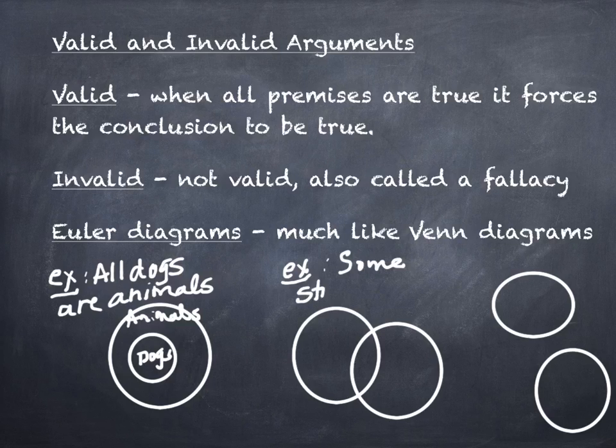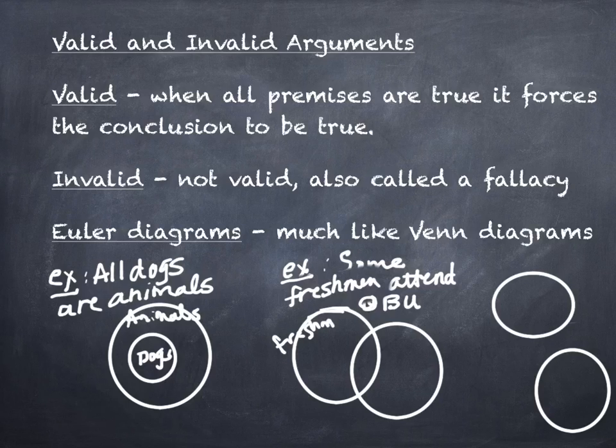Some students attend OBU. How about, let's say, not students, let's say some freshmen. That would be better. So one of these circles, and it doesn't matter which one, is a circle for freshmen. And clearly it has freshmen here. It has freshmen at OU. It has freshmen at Xavier. All these different freshmen, okay? The other circle is people attending OBU.